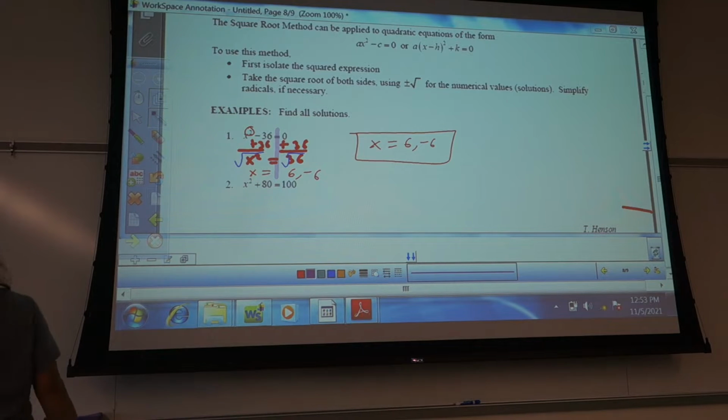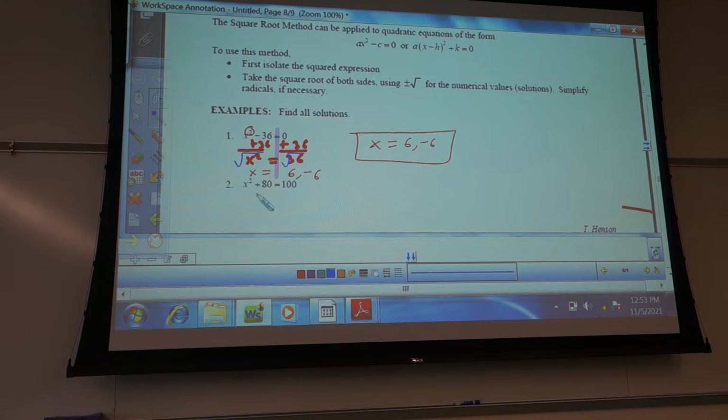So let's go ahead and go over these. So number 2, I have to get rid of the plus 80, right? How do I get rid of plus 80? Minus 80 from both sides. So then I end up with x squared equals 20. Now I'm going to take the square root of both sides. If I do that, I'll end up with x equals the square root of 20.